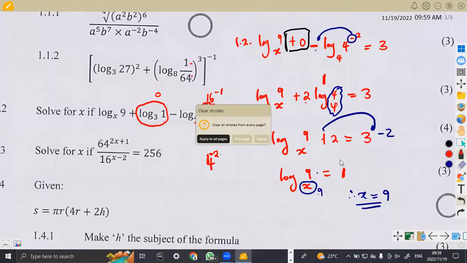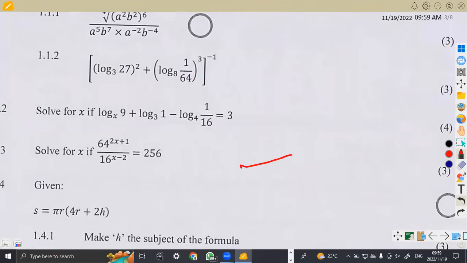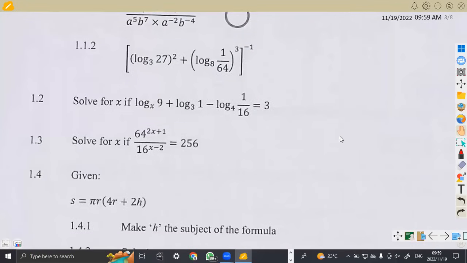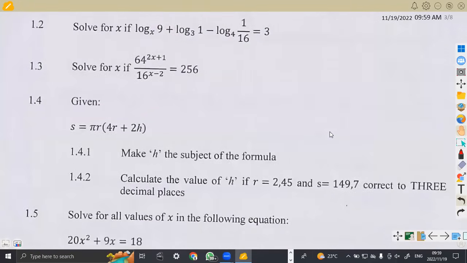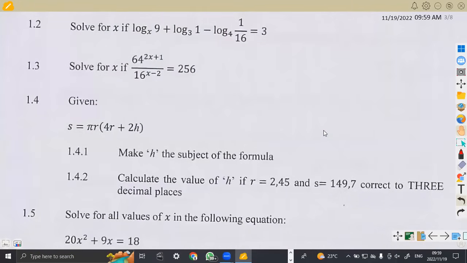Let's see the other part, sorry, that is 1.3. So on 1.3, we are asked to solve for x. Okay, let me have the equation here. From this part, what is important is for us to write these numbers in the same base. That is from 64 to 16 to 256. Each and every number has to be written in the same base. And the base that we can actually use is 4. Let's try and see.